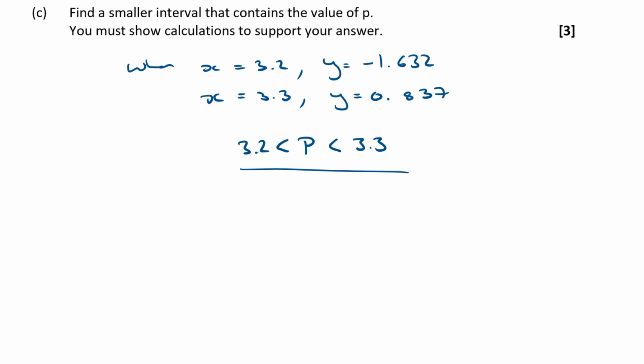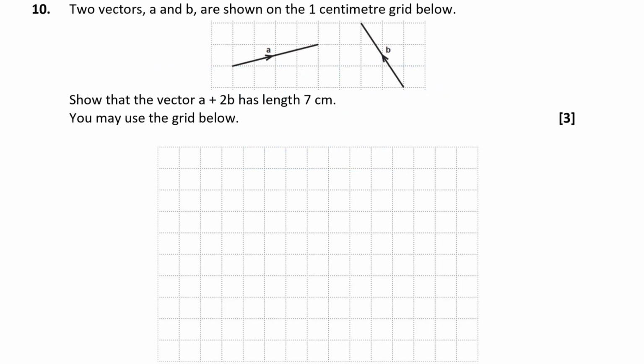Okay, let's move on. Question 10. Two vectors A and B are shown on 1 centimeter grid below. Show that the vector A plus 2B has a length of 7 centimeters. You may use the grid below.